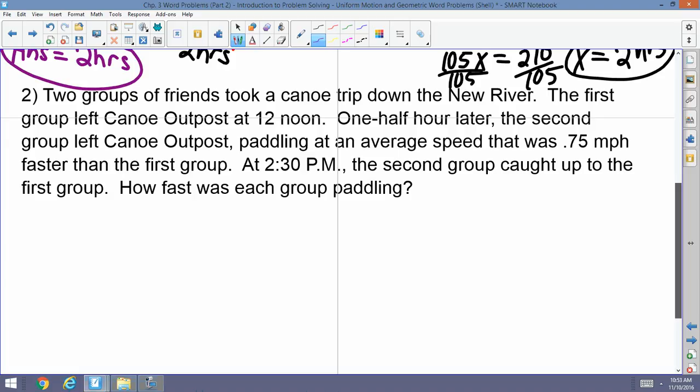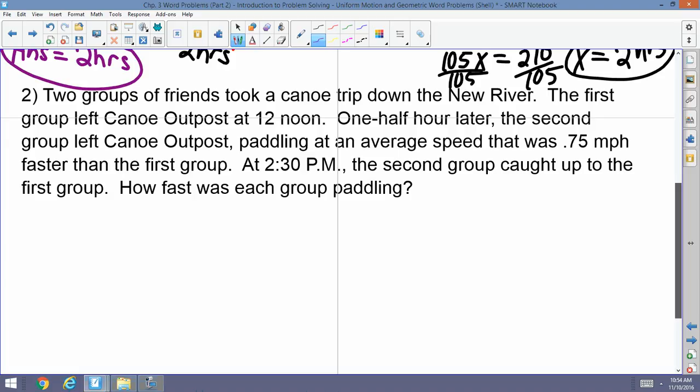So two groups of friends took a canoe trip down the New River. The first group left the canoe outpost at 12 noon. A half hour later, the second group left the canoe outpost, paddling at an average speed that was 0.75 miles per hour faster than the first group. At 2:30, the second group caught up to the first group. How fast was each group paddling?